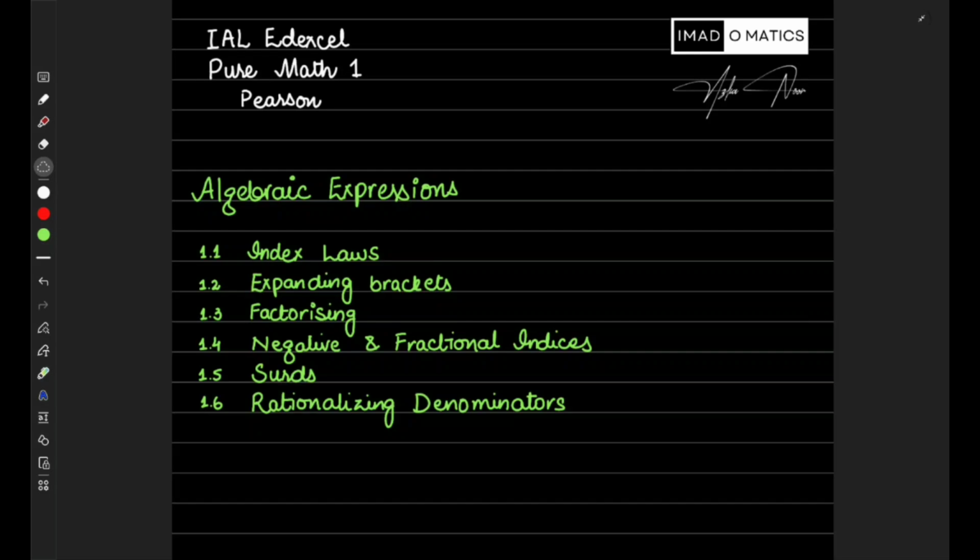So we will be proceeding with the book. Also we'll look into your syllabus. Obviously your book is according to that, but I will be following your chapter wise distribution for Pure Maths 1 EDEXCEL book. So today let's begin with chapter 1, Algebraic Expressions, in which we have subtopics: index laws, expanding brackets, factorizing, negative and fractional indices, surds, and rationalizing denominators. So let's begin.